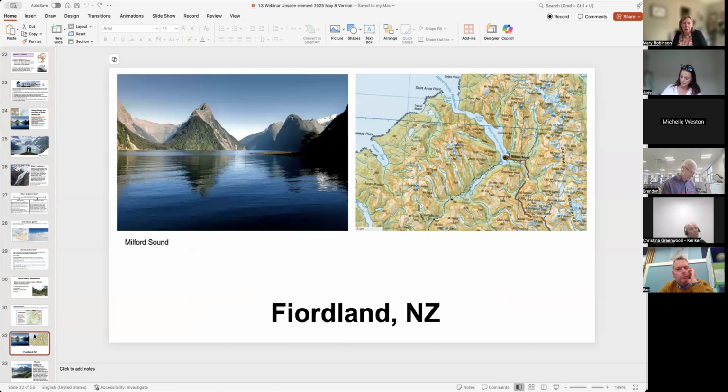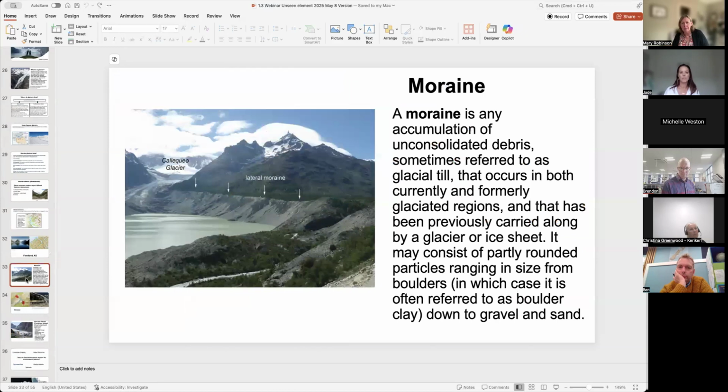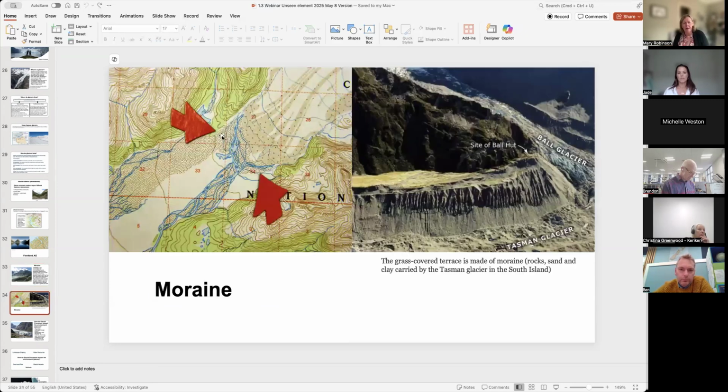We have a photograph, and you could use something like this to show what's going on in the Fiordland. There's some information about what a moraine is and how it was formed. So we've put a whole lot of bits and pieces in there to help you think about, well, what is it that students will need to know about this? Remember, this might take a week if you weren't doing glaciation, for example. Here's what it might look like on a topographic map. Here's what it might look like on a photograph.